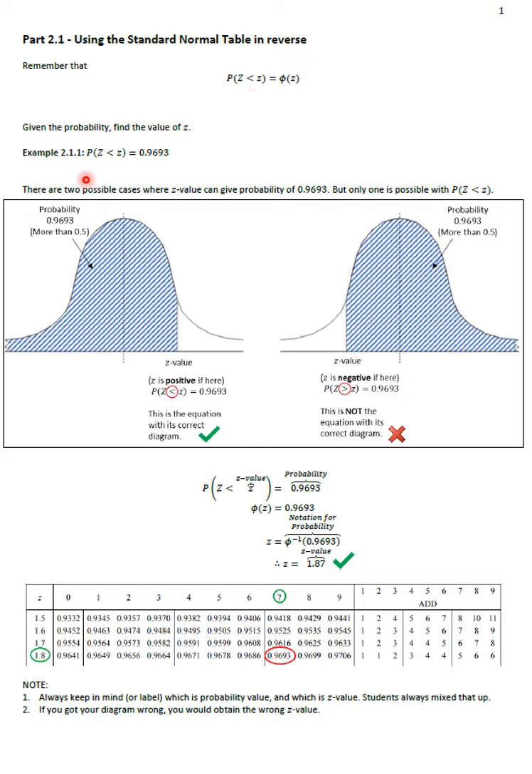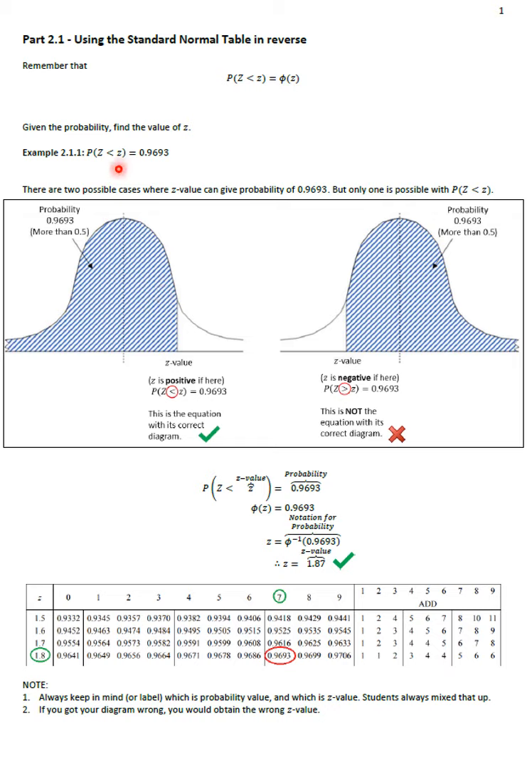Let's try the first example here, 2.11. Find the value of z, P(Z < z) = 0.9693. 0.9693 is the probability here, and the z here is what we want to find. There are two ways where we can have the probability of 0.9693. Look at these two diagrams. Both exceed 0.5 because each half contains a probability of 0.5, so 0.9693 should exceed the mean. But only one diagram is correct.